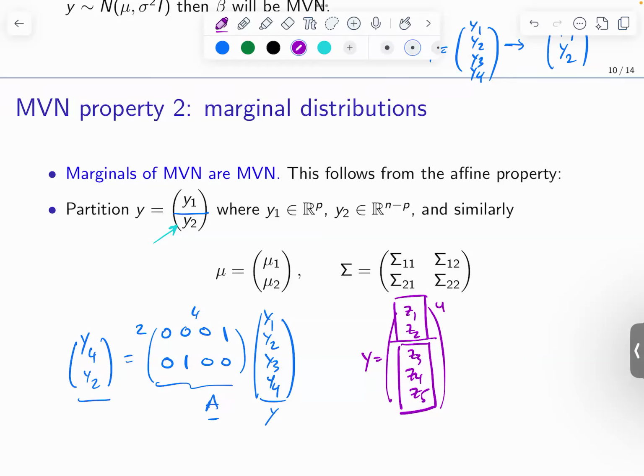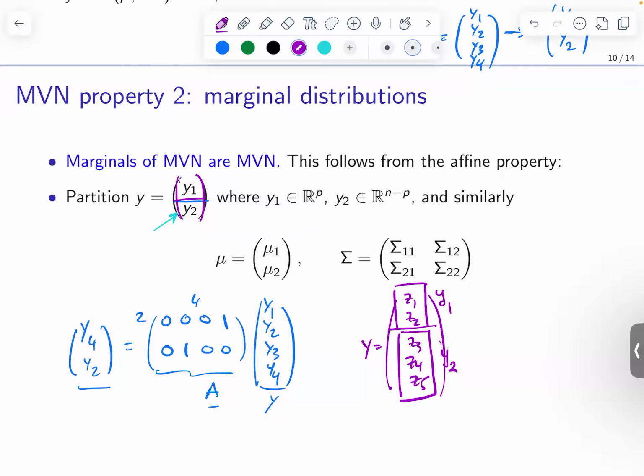So I'm going to call this top one y1. This is now a block vector, and this is also y2. So y1 would be 2 by 1, y2 would be 3 by 1. That's what I did here. So it's a block partitioning of the vector.